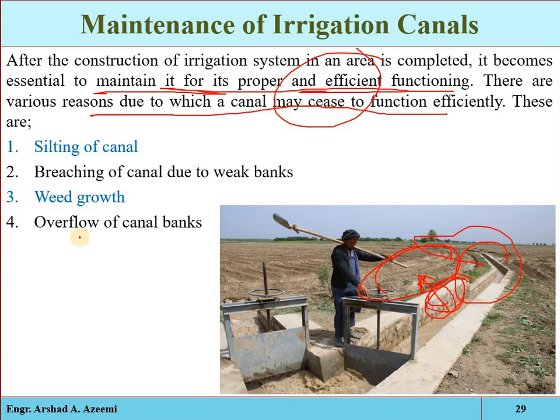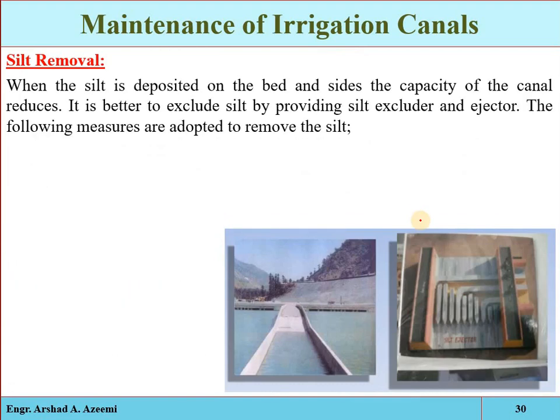Overflow of the canal banks. Okay, again, if sediment is deposited or weed occurs or the canal banks are damaged, then the water will overflow and a proper amount of water will not be available to the downstream area. Okay, so see, silt removal: when the silt is deposited on the bed and sides, the capacity of the canal is reduced. So it is better to exclude that silt by providing a silt excluder and silt ejector.